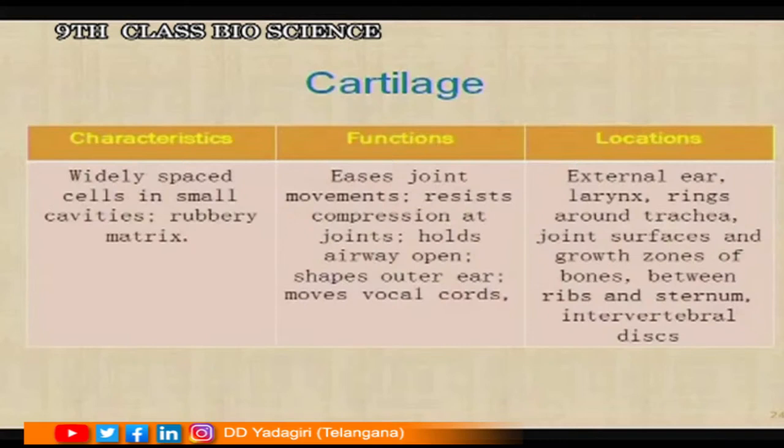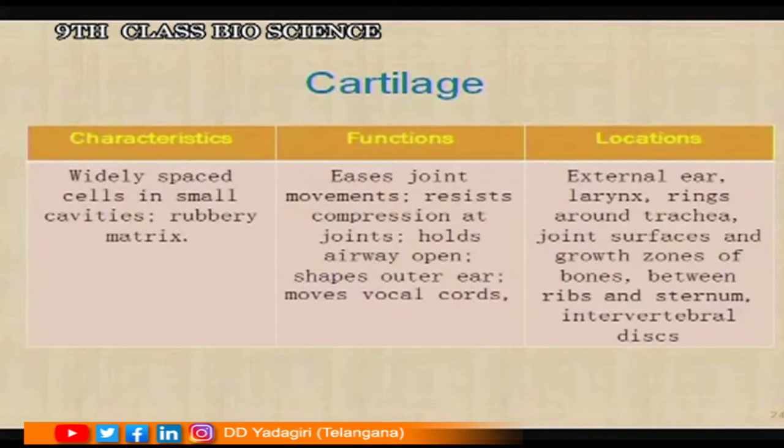And this cartilage makes the joints move easily. It resists the compression at joints, and it holds the airway open. Here, what is the airway? We have our trachea. The trachea is open, so air has to pass through the trachea. This cartilage keeps the trachea open, and it also gives shape to our ear.